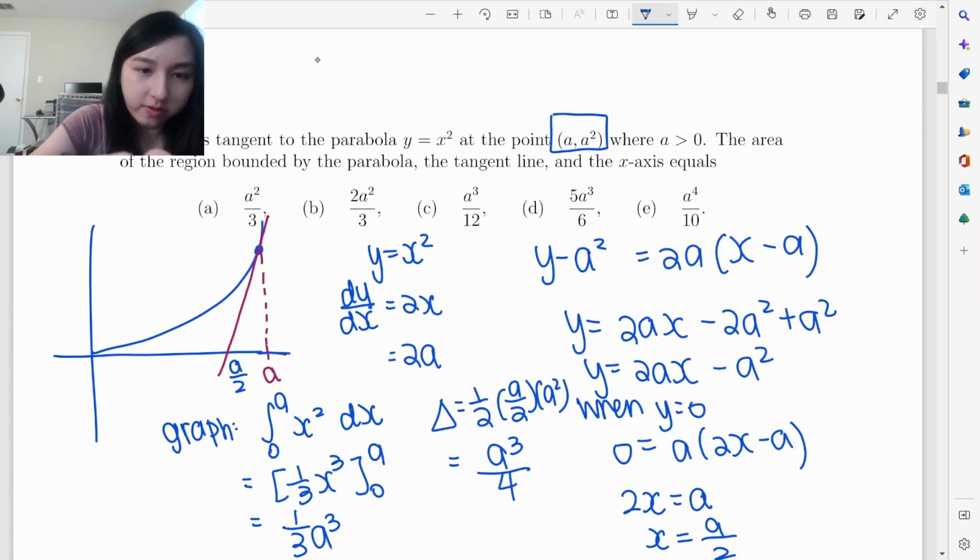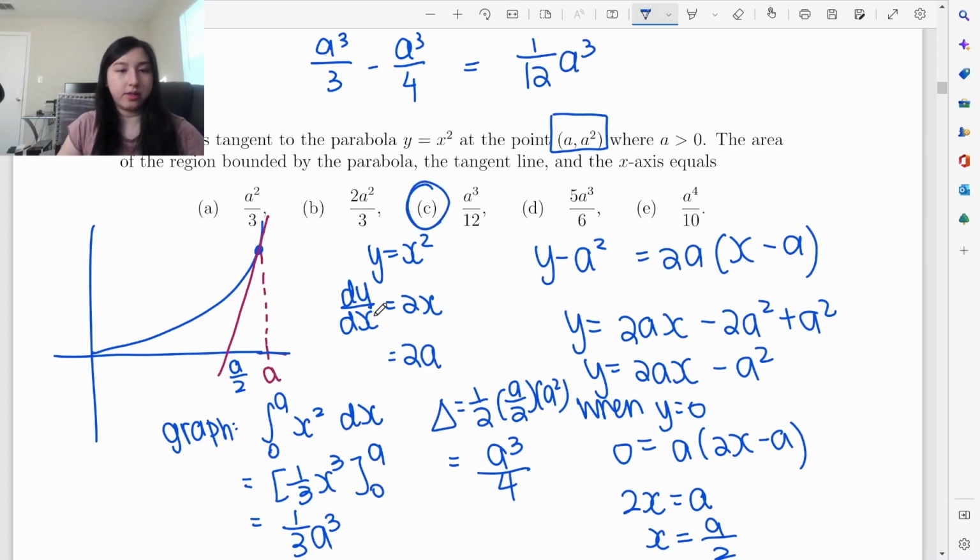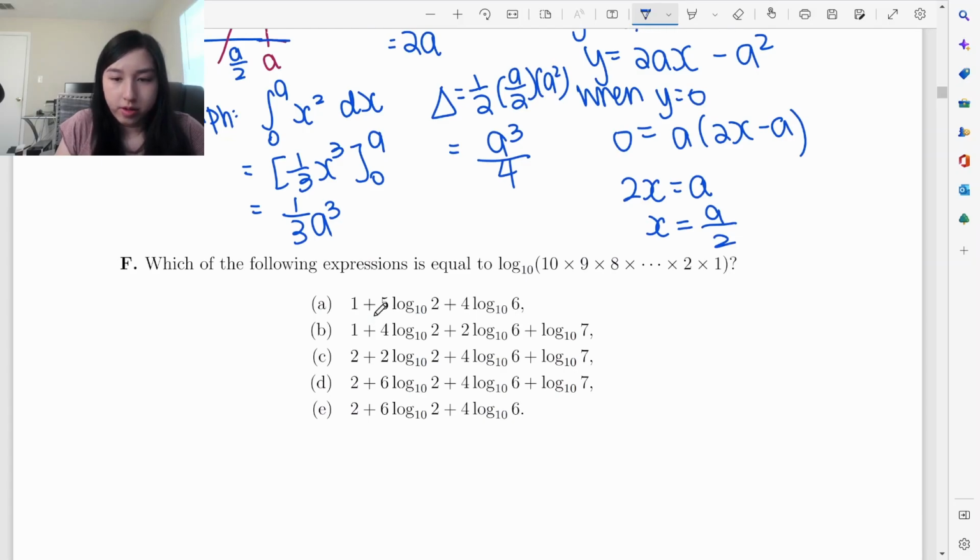So it's just 1/3 a cubed minus 1/4 a cubed. So do I have space for that? a cubed over 3 minus a cubed over 4. That is just 1 over 12 a cubed. Is there that option? C, that's it. Alright, that's it for E. Let's look at F.